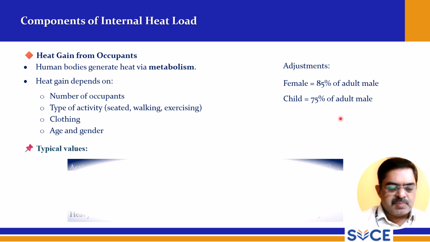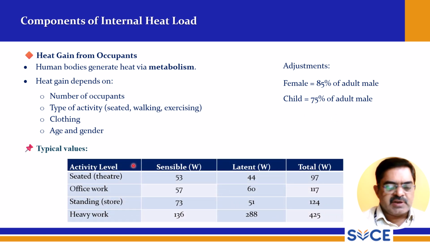With that, the typical values here, the activity level may be seated, office work, standing, and heavy work. So here the sensible heat is 53, 57, 73, 136 watts, and latent heat here is 44, 60, 51, and 288 respectively, and total will be 97, 117, 124, and 425 watts. So these are the typical values from the observations, from research we can get these values.